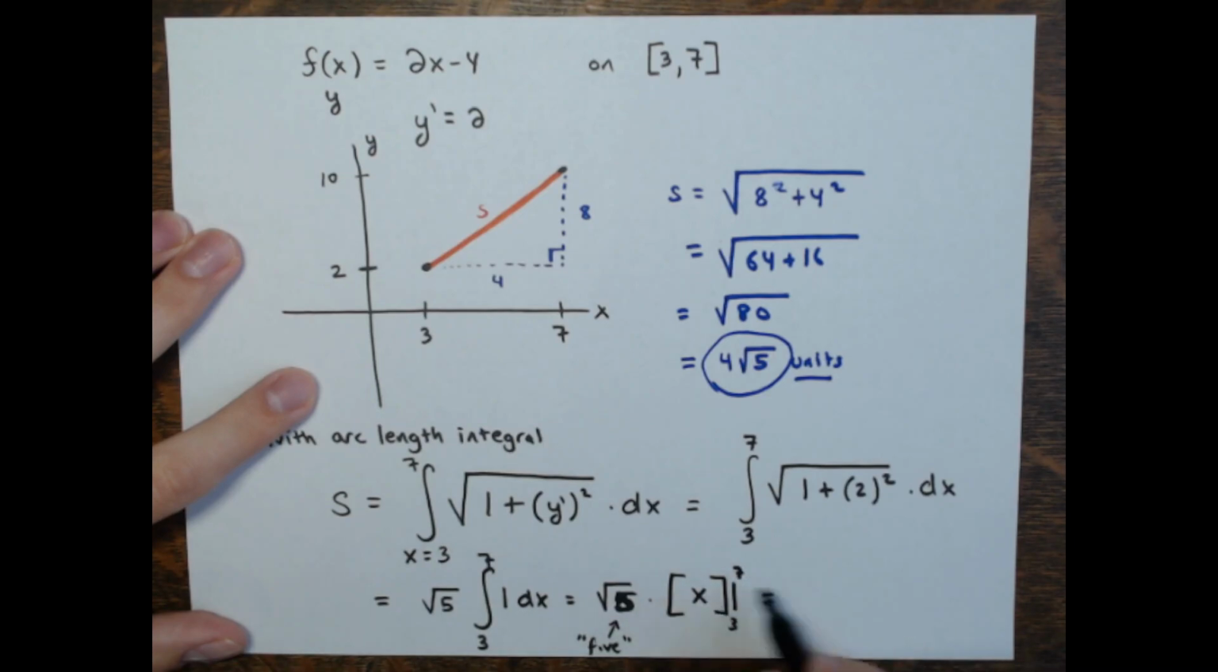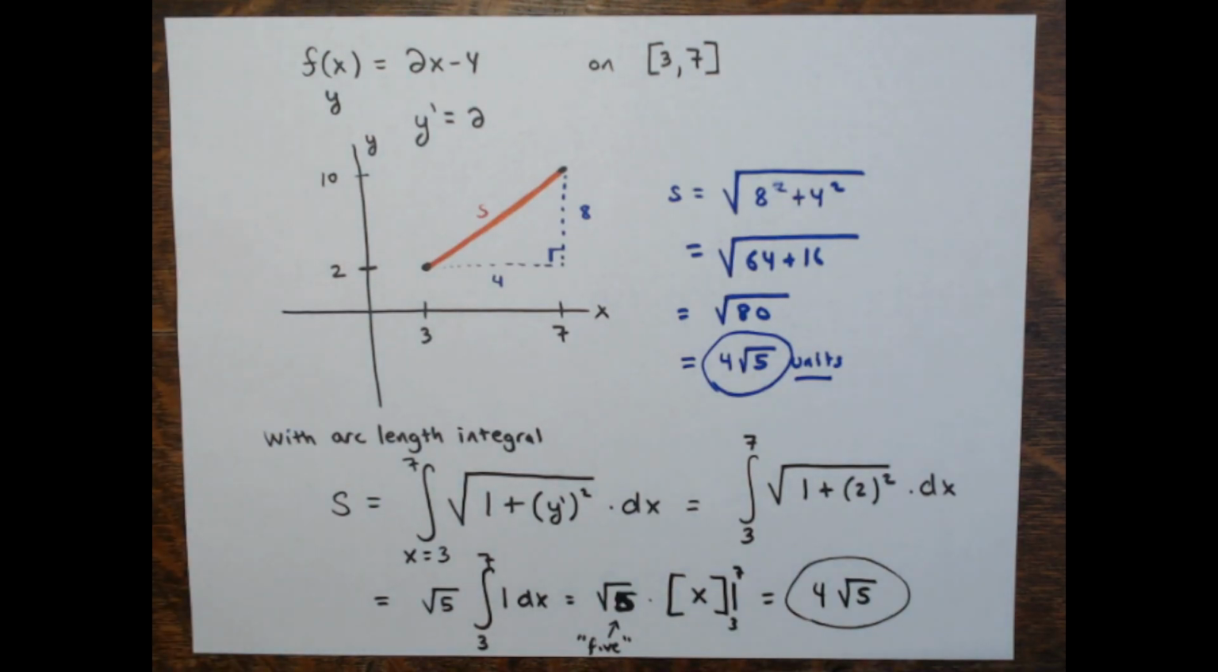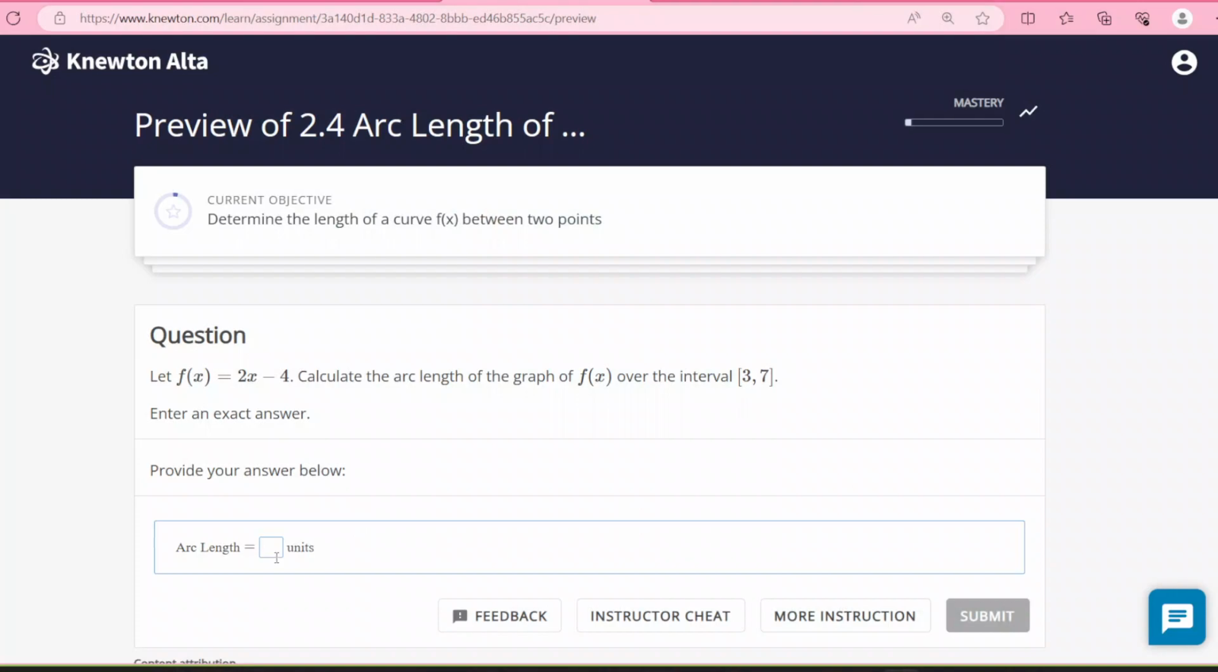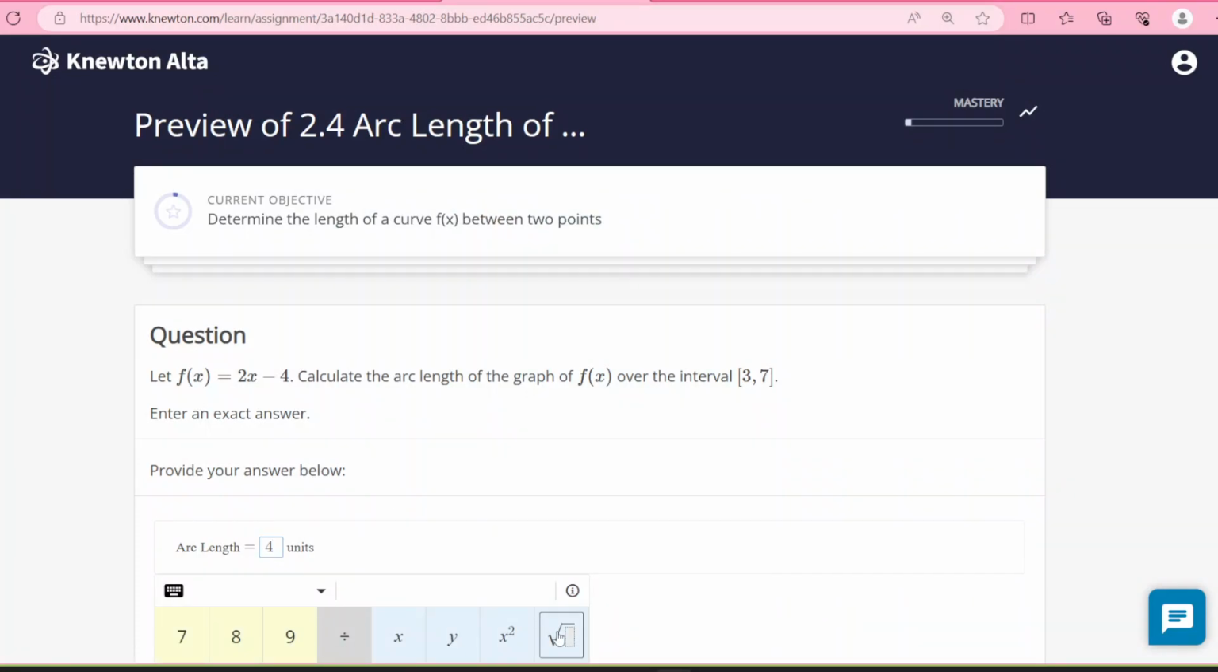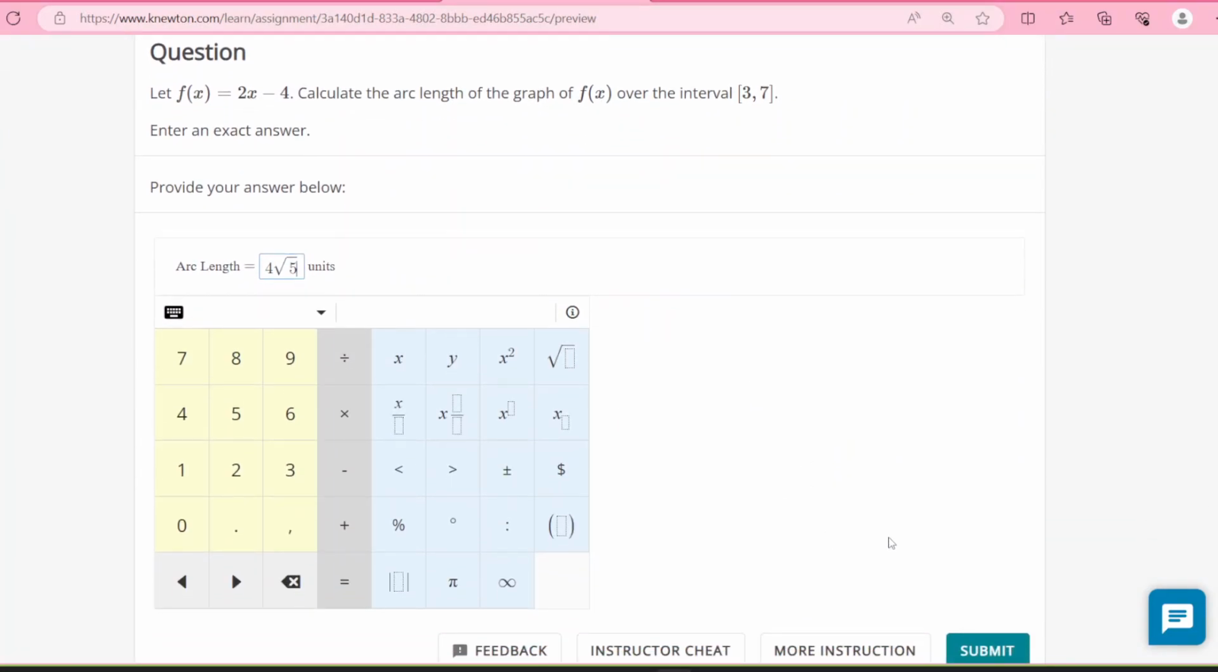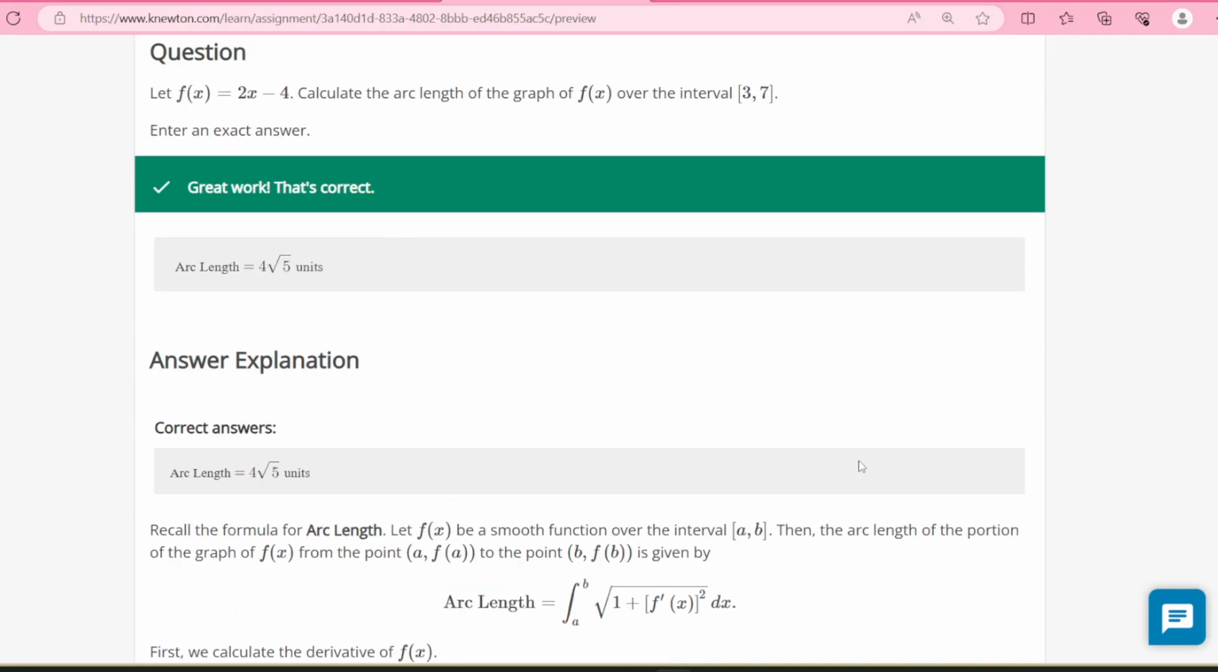And then we're going from x equals 3 to 7. So we have the square root of 5 times, and then 7 minus 3, which is 4. And I get exactly the same thing I got earlier, right? With just looking at it as a big right triangle instead of breaking it up into little pieces and integrating. All right, so yeah, straight lines should take less time. So we have 4 times the square root of 5 units long. Exact answer, right? No rounding, no calculator. Great.